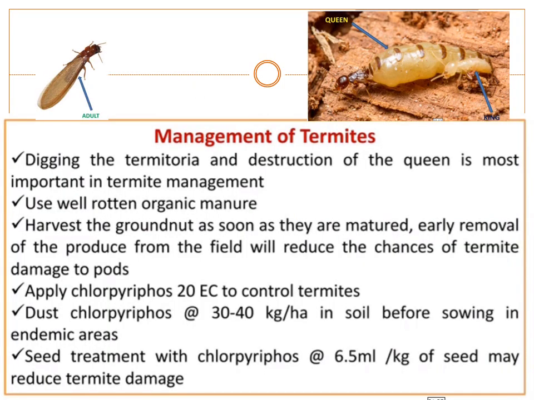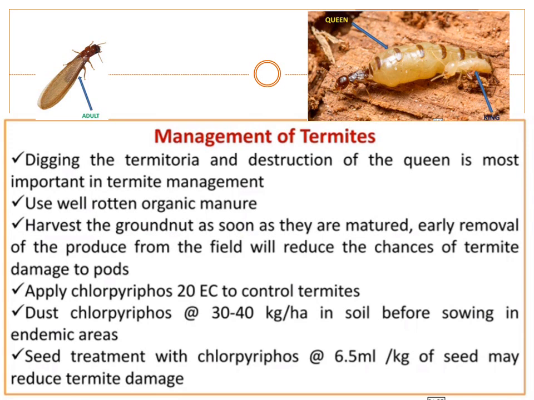On the upper part, the photo on the left is the adult termite, and on the right side, the bigger one is the queen, and the smaller one is the king. This is white but smaller. So how do we manage termites?